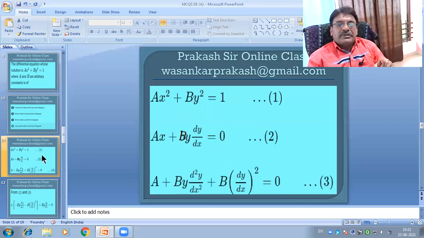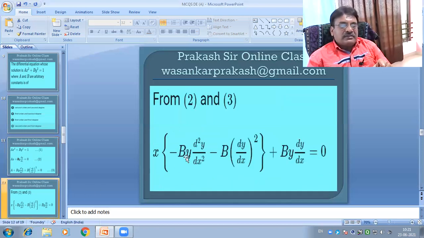Again I repeat: here we put the value of e, and we find a from equation number three. So from these equations, a equals minus b by d2y/dx square minus b (dy/dx) whole square, and put a here. So x as it is in bracket, minus b by d2y/dx square plus b (dy/dx) whole square, plus by into dy/dx equals 0. So we get this thing here.